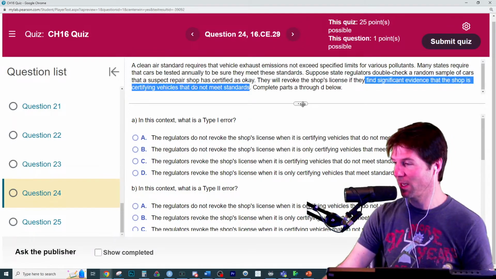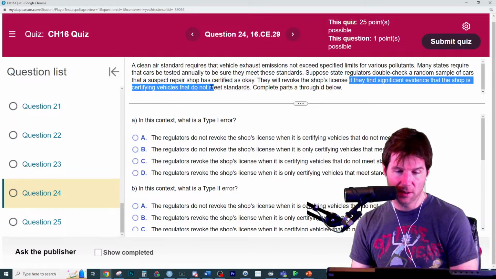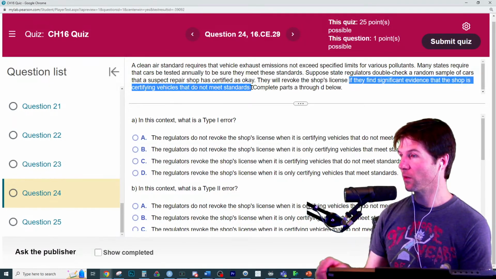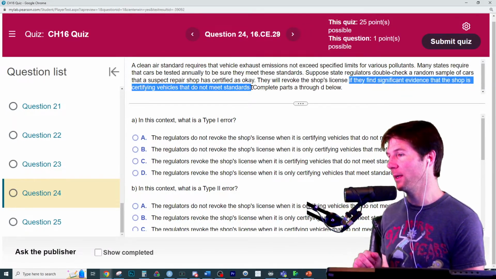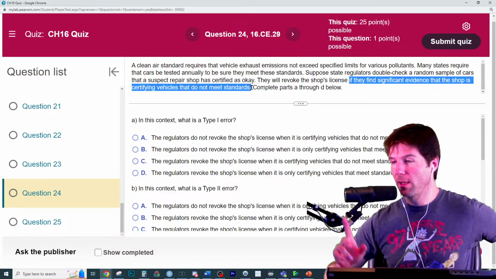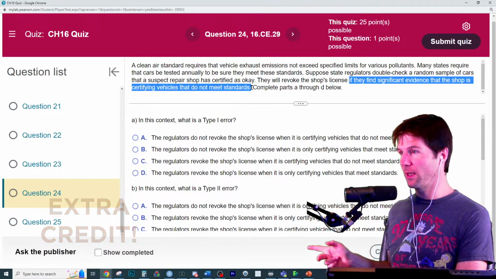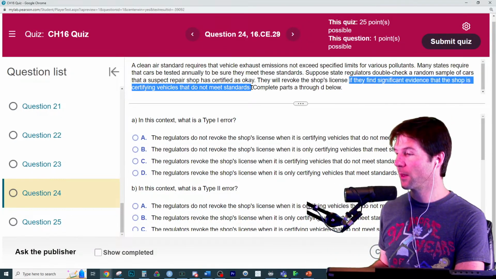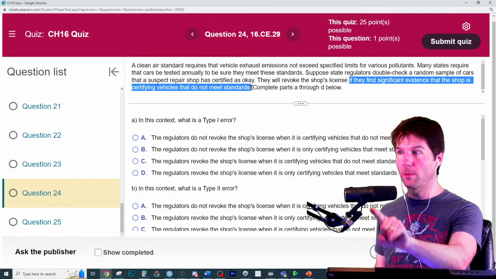But Jackson, here's the thing. They want to find evidence that the shop is certifying vehicles that do not meet standards. So if they're looking for evidence of that, what you look for evidence for is the what claim. Good job, Jackson, 100 points right there. If you're looking for evidence of something, that is the what-based claim. Whatever you're looking for evidence for is the what-based claim. So if you say we need evidence of this, then you're talking about the what.